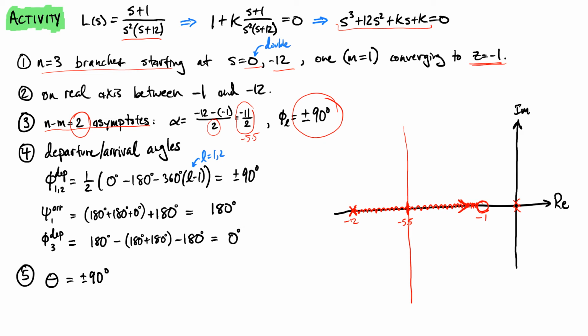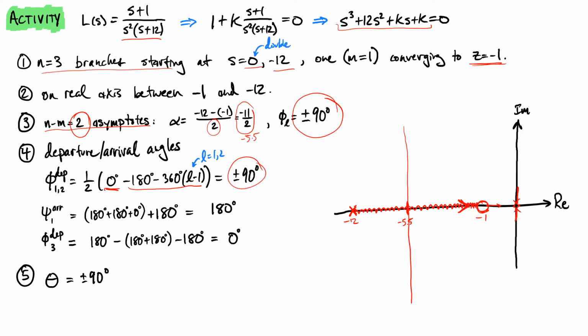So the departure angles out of our poles at the origin, so they have multiplicity 2, are zeros. We just have one of them. Again, it looks at the poles at angle 0, so that's where that comes from. And then the rest of the formula comes down like this. That again gives us plus and minus 90, just like we did before. So these are going to be departing out at plus and minus 90.